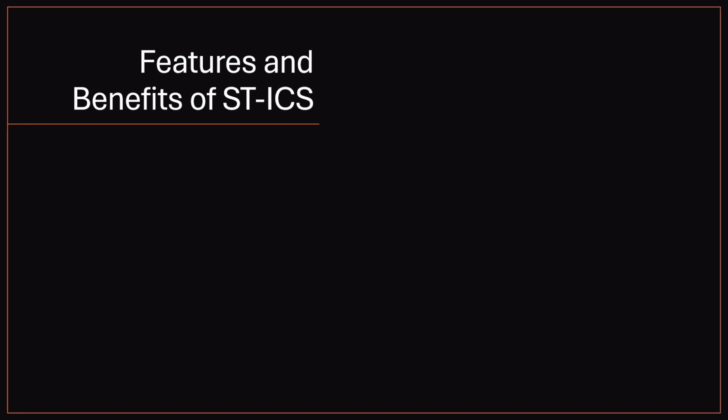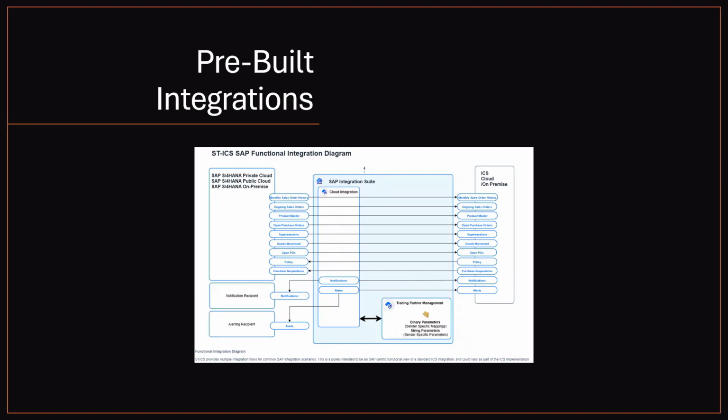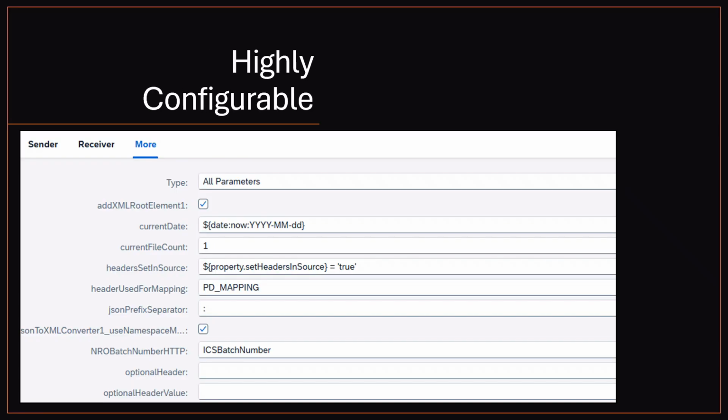Let's highlight STICS value for your organization. STICS comes with a library of pre-built integrations ready to configure for your business. That means you can accelerate your implementation and realize value much faster. STICS is highly configurable. You can onboard new systems, bring in new datasets, and set up new transformations without a single line of code. That flexibility will empower your team to adapt quickly as your business evolves. Finally, with built-in alerting and notification, ICS makes support and monitoring simple and efficient. STICS is the smart choice, simple, reliable, and cost-effective.